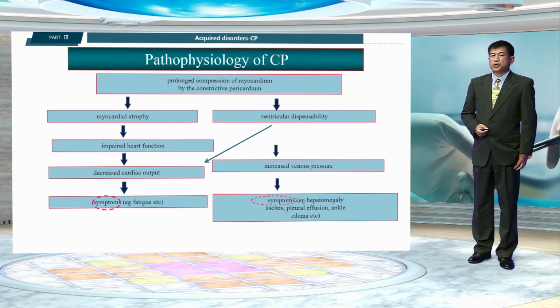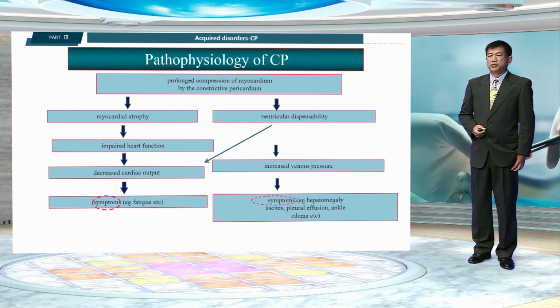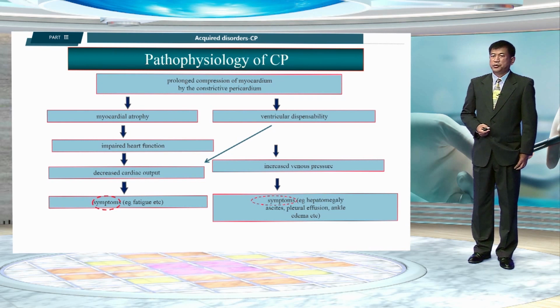So the venous pressure will be increased. Symptoms like hepatomegaly, ascites, pleural effusion, and angioedema are very common in this kind of patient. And also, the constriction of the pericardium will cause myocardial atrophy, just like disuse atrophy. This will impair heart function, and decreased cardiac output will be present. The patient will easily get the feeling of fatigue.